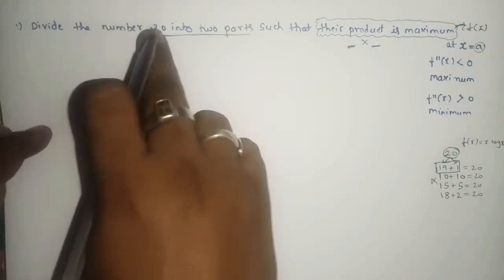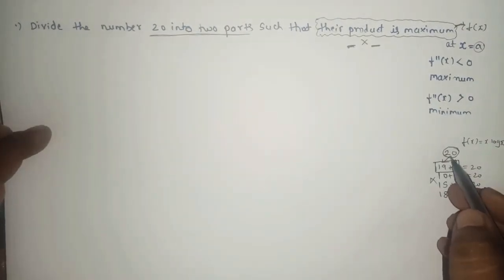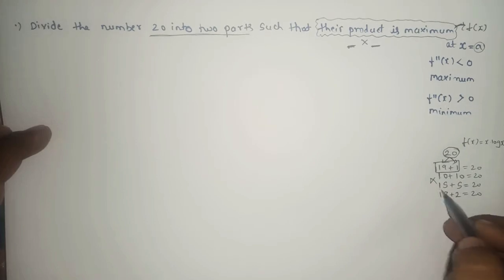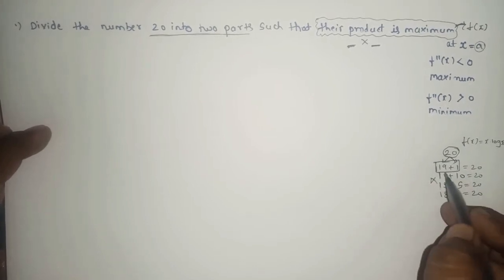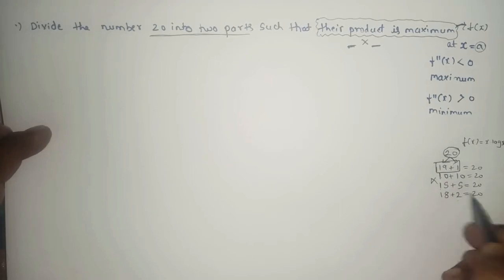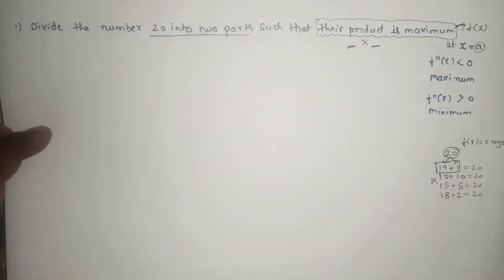What is the meaning of this sentence? We have to divide the number 20 into two parts. So here, I divide the 20 into 19 and 1, 10 and 10, 15 and 5, 18 and 2. When you add those numbers, see to it that it comes to 20. Yes or no? So the meaning of this sentence is: the sum of the two numbers should equal 20.